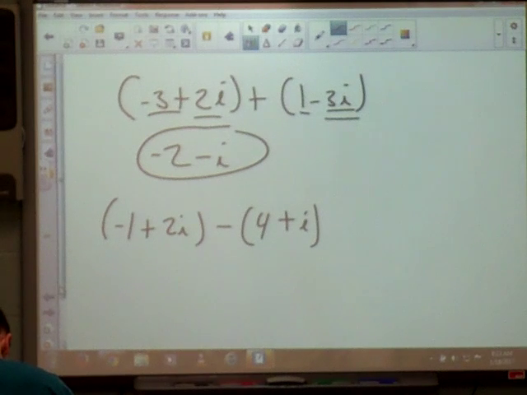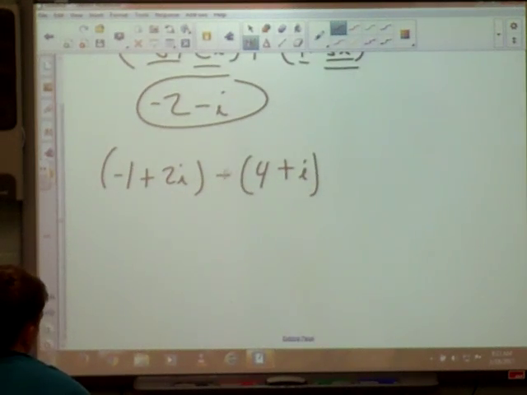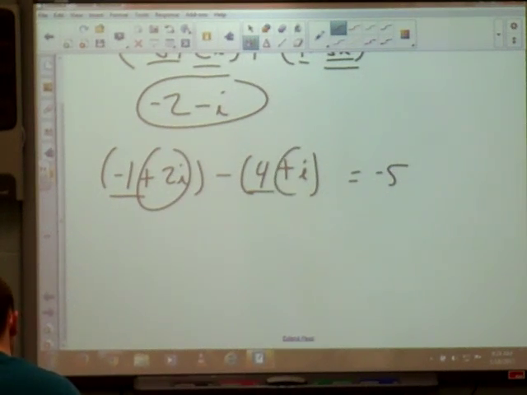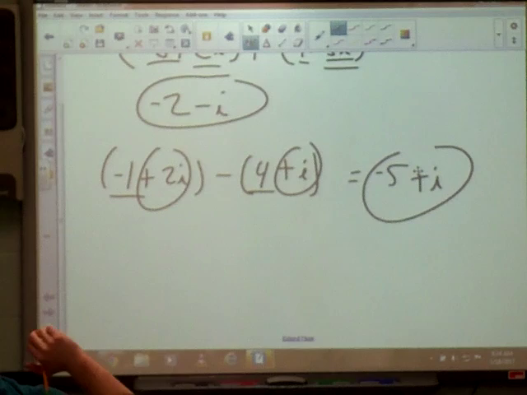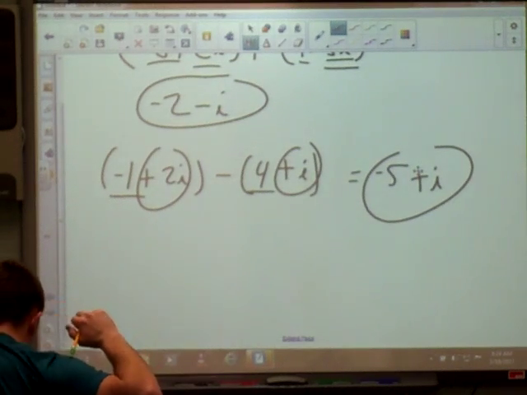Alright, so we got our subtraction problem here. Same as addition. We're just going to subtract like terms. -1 minus 4 is -5. And then 2i minus 1i is plus i. Okay? So we add and we subtract. We're good. Now we're going to multiply. I thought we already did that. Well, that was different. That was with the radicals.